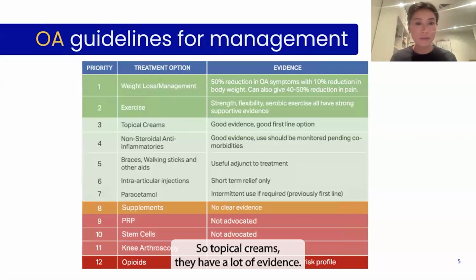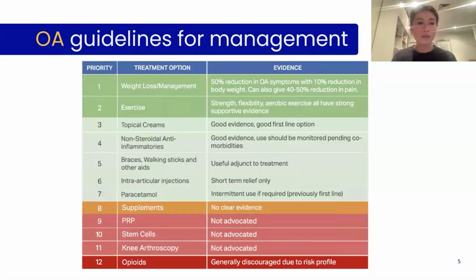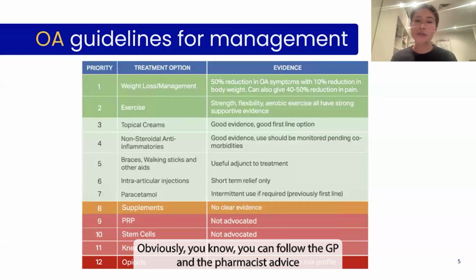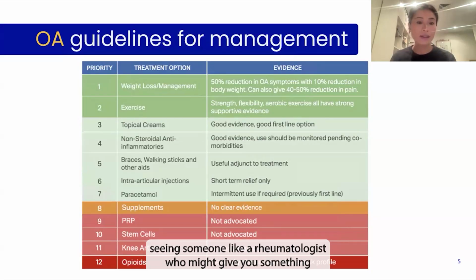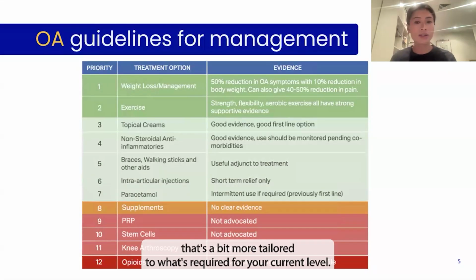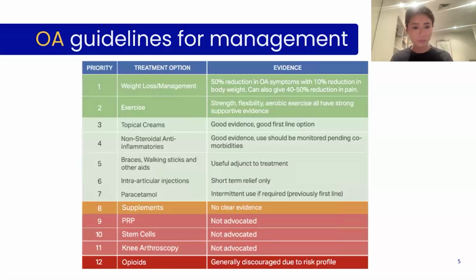Okay, between 3 and 7 are all things that you can do to help with pain. So topical creams, they have a lot of evidence. Non-steroidal anti-inflammatories. Obviously, you can follow the GP and the pharmacist's advice for just the over-the-counter ones. Otherwise, if you are in a lot of pain, you might consider seeing someone like a rheumatologist who might give you something that's a bit more tailored to what's required for your current level.